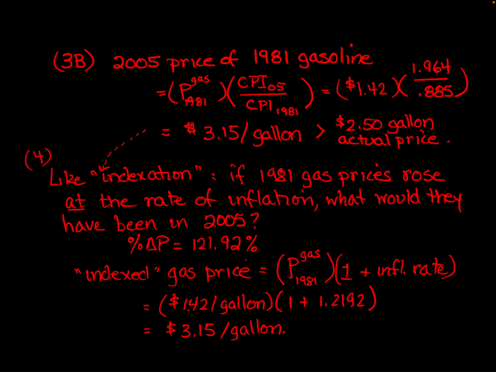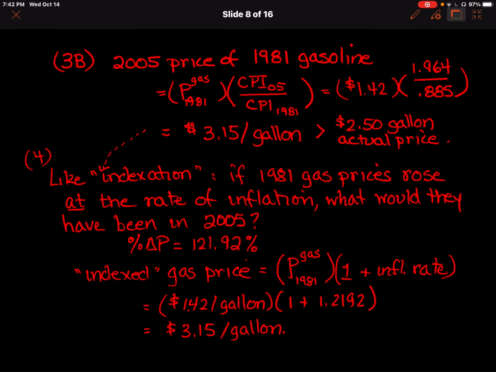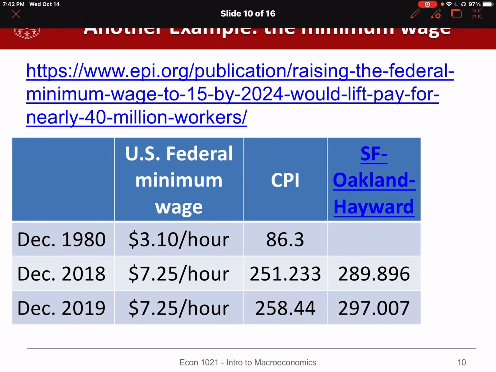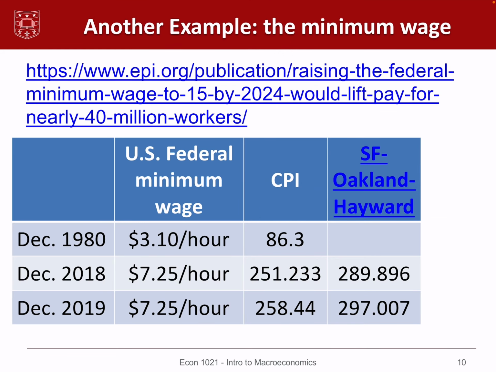So again, we're saying that because we observed that the price of gas in 2005 was less than $3.15 per gallon, that means that gas prices on average rose less than the rate of inflation. And so gas was more expensive in real terms in 1981 compared to 2005. Now, I'm the first to acknowledge, even though I find all of this quite interesting, that it's sometimes hard to wrap our heads around thinking about gas prices as our barometer and our example.